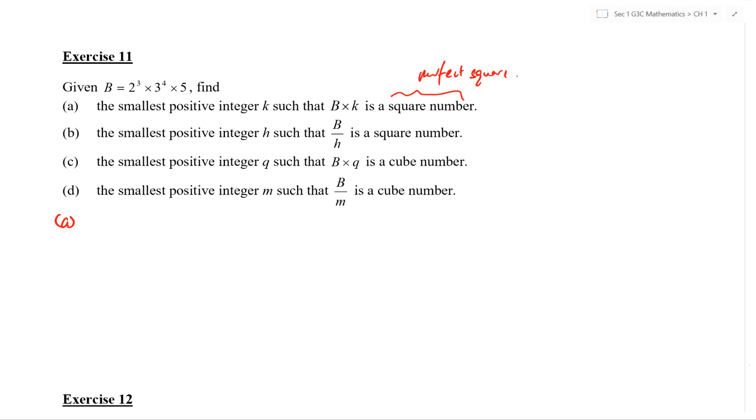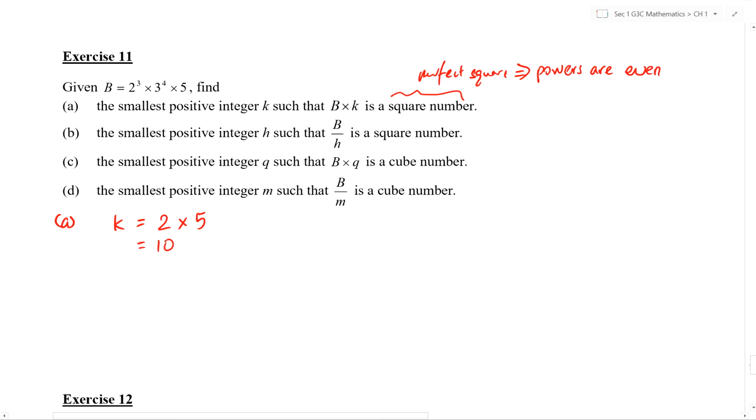Okay, so for part A. Now, I want b times k to give me a perfect square, meaning powers are even. Currently, my b has 2 power 3. That's not even. So I need to include a 2 to make the power become 4, which is even. Then I have 3 power 4. No need to do anything already because the power is even. What about 5? Include the 5. So this is 10.